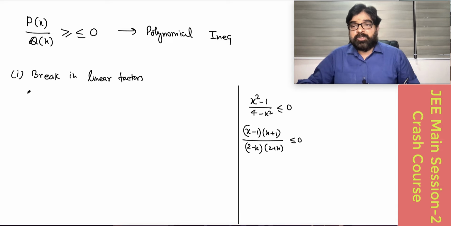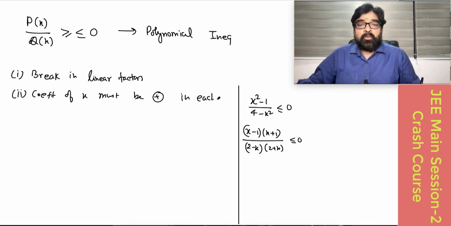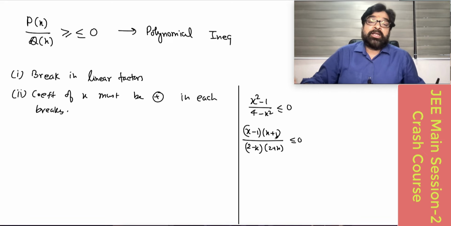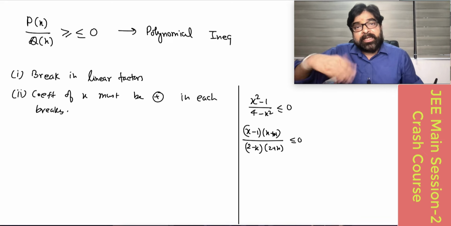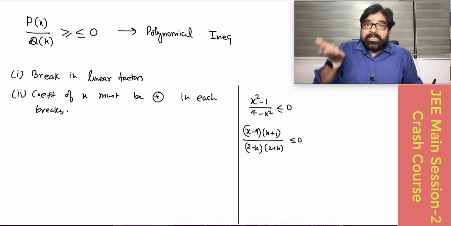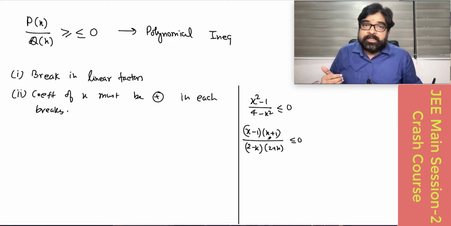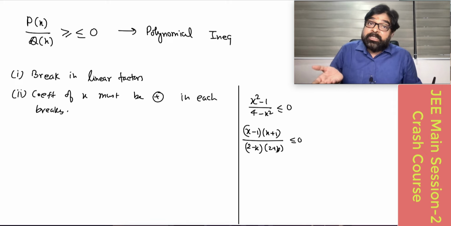As the first step is over, the second step is that the coefficient of x must be positive in each bracket. Why should I do this step? Actually, I want only those brackets which are increasing, like x minus 1. If you increase the x value, the whole value will increase. x plus 1, the whole value will increase. 2 plus x increases.